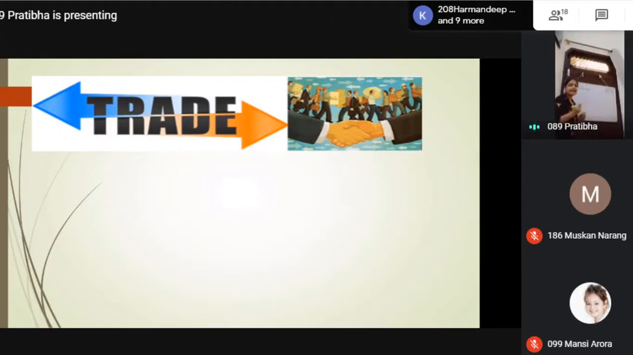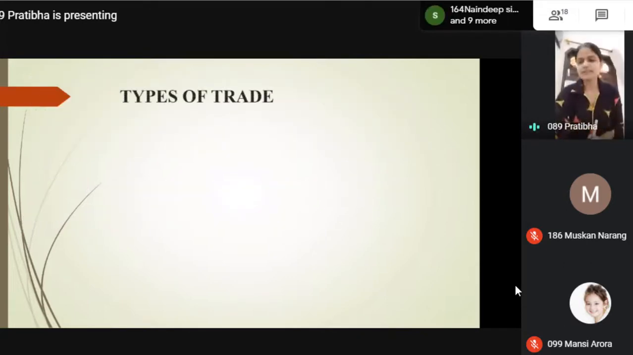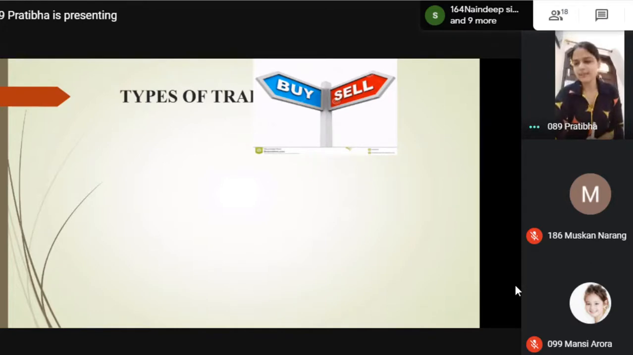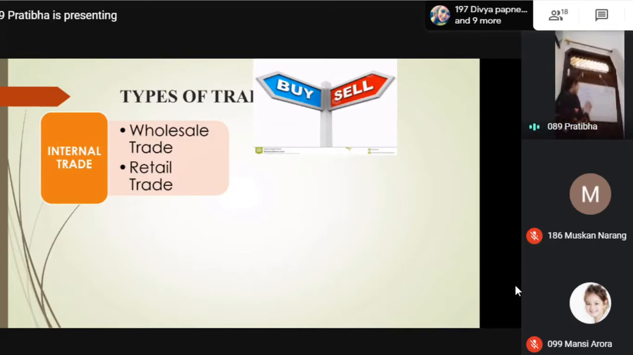Students, open your notebook and write down the words. Trade refers to buying and selling of goods and services. Students, there are two types of trade. First one is internal trade. Internal trade refers to buying and selling of goods within the geographical boundaries of a country.